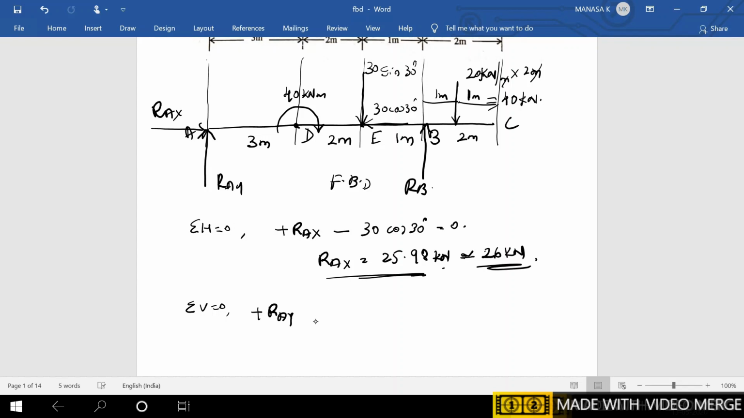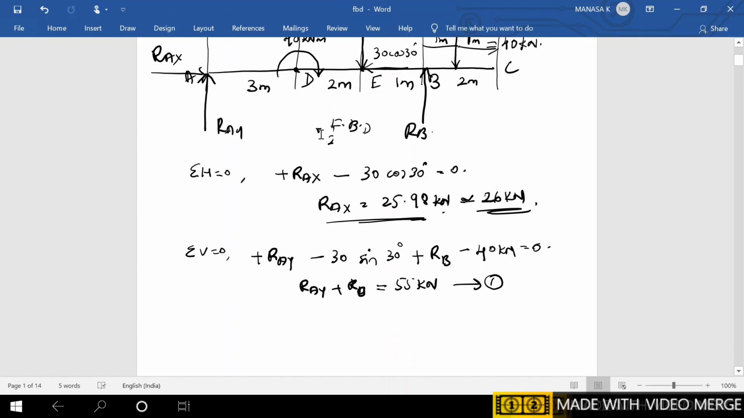Next at point E there is downwards 30 sine 30. Next upwards plus RB, downwards 40 kilonewton, which will give you the equation Ray plus RB is equal to 55 kilonewton. This is equation 1.